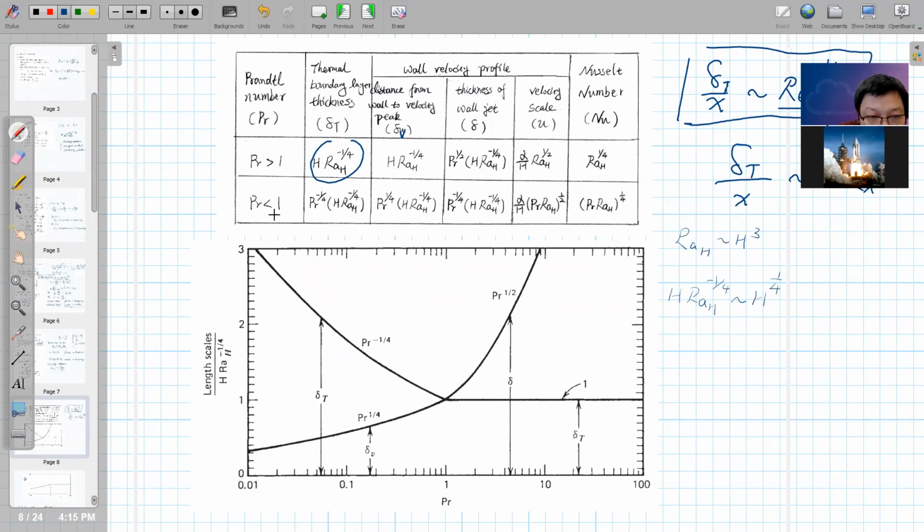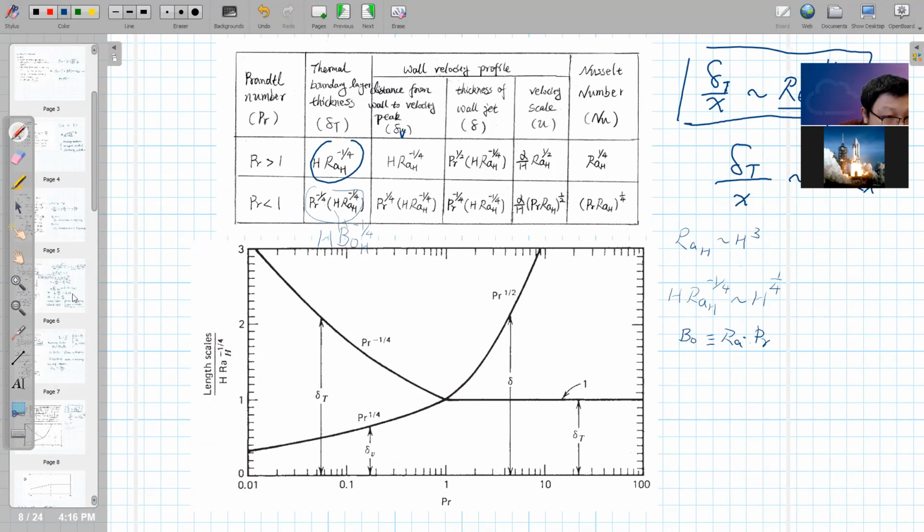And for a Prandtl number smaller than 1, everything is very similar to the case of Prandtl number larger than 1. The only difference is that you replace this Rayleigh number with the Rayleigh number times another Prandtl number. That is the Boussinesq number. Basically, the Boussinesq number is defined as the Rayleigh number times the Prandtl number. So in this equation you can just replace it with H times the Boussinesq number to the minus 1/4. They are the same thing, this one and this one.